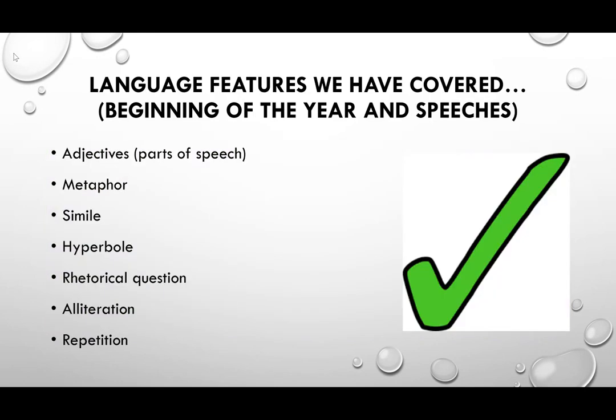Since the beginning of the year, we have covered some language features. These will be from the poems that we did, or we did a piece on what it means to be a New Zealander, and you started to create in your class notes folder a definitions table of different language features. So far we've covered adjectives, which are a language feature, and they're also a part of speech. We've covered metaphor, simile, hyperbole, rhetorical question, alliteration, and repetition. It might pay for you to go back and look at those to help yourself know them a little bit better, or look them up online, but those are things that have been covered so far.